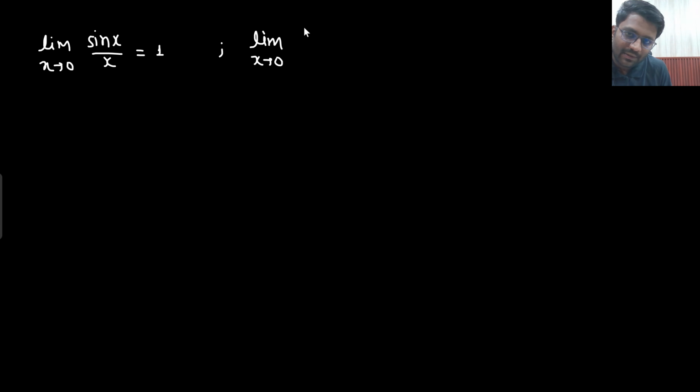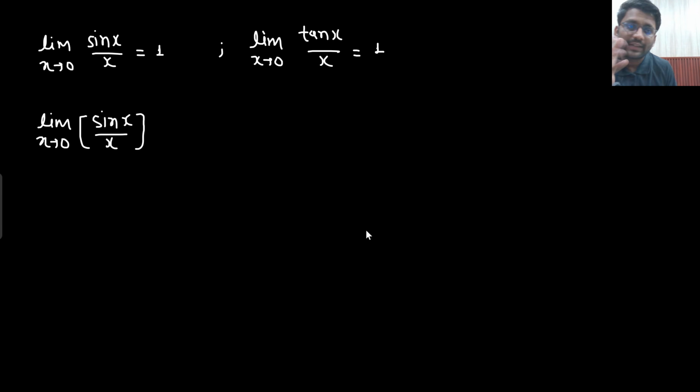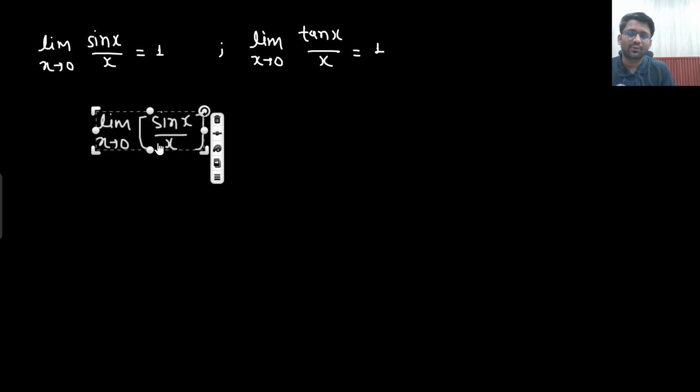What we are finding first, we have already found out: the limit x tending to 0 of sin x by x. The value is nearly 1. There is no doubt about it. But what if they ask me this: the greatest integer of sin x by x? It is not exactly equal to 1, that I know. So what are we supposed to find out now?